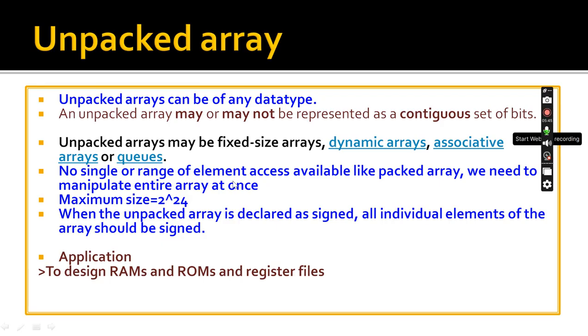No single or range of element access is available like in a packed array. We need to manipulate the entire array address. Part select or bit select operations are not available in an unpacked array. The maximum size of an unpacked array can be 2 to the power 24. When the unpacked array is declared as signed, all the individual elements or bits will be considered as signed. And the application of unpacked arrays is in RAMs, ROMs, and to create register files. That means it is very useful for RTL designers.